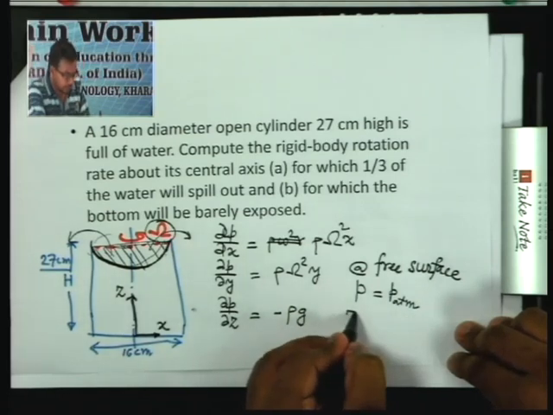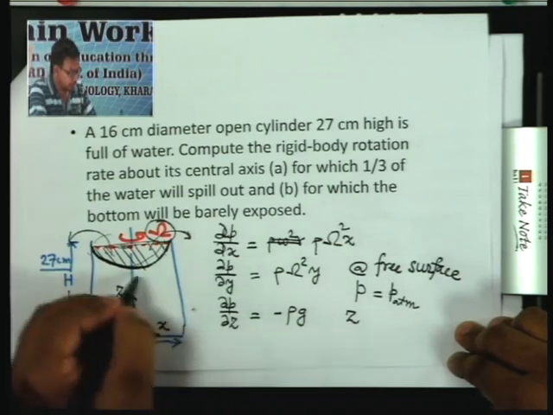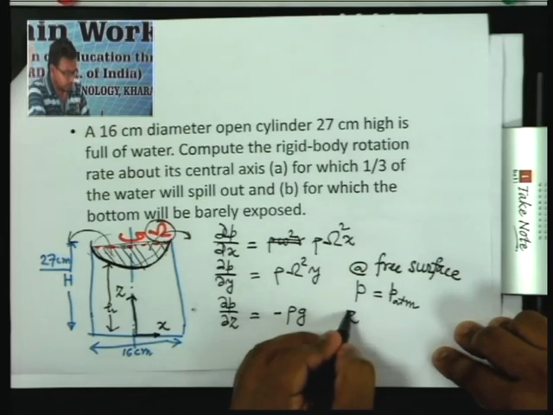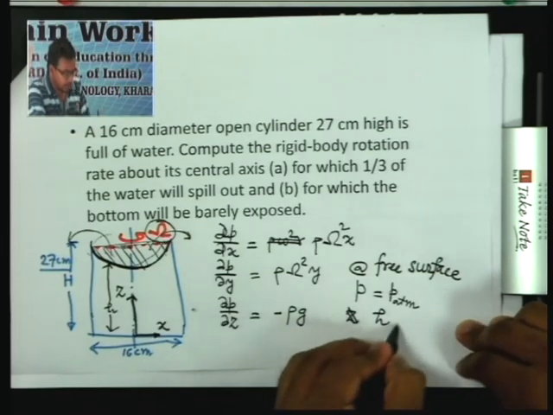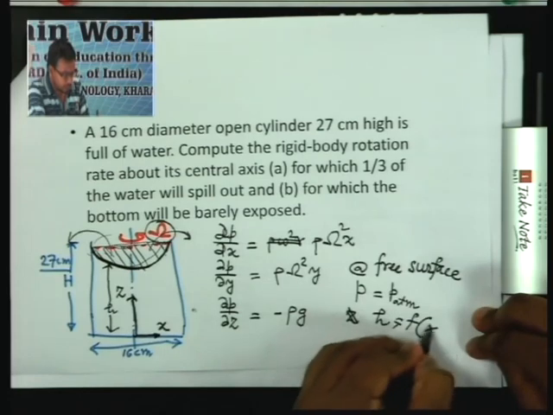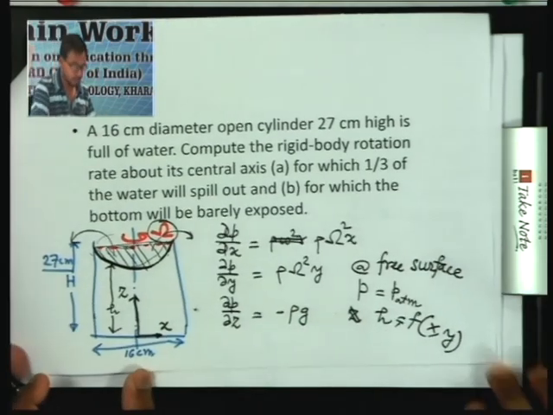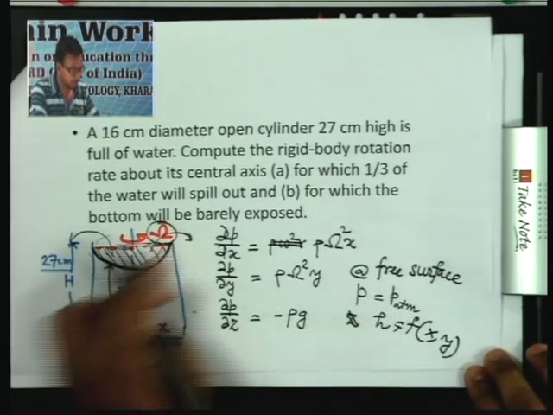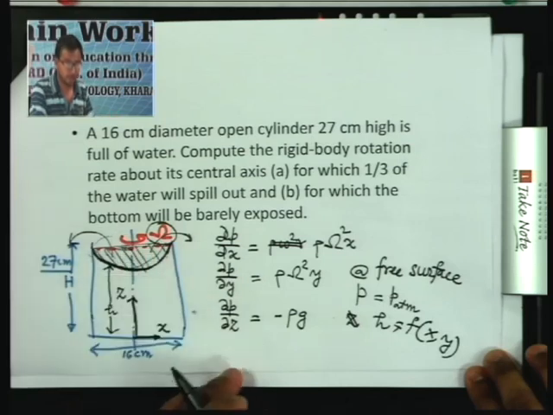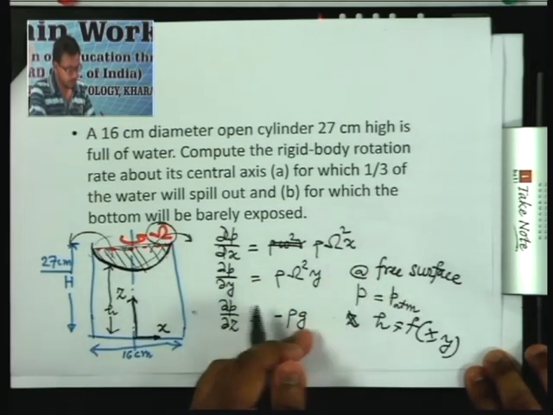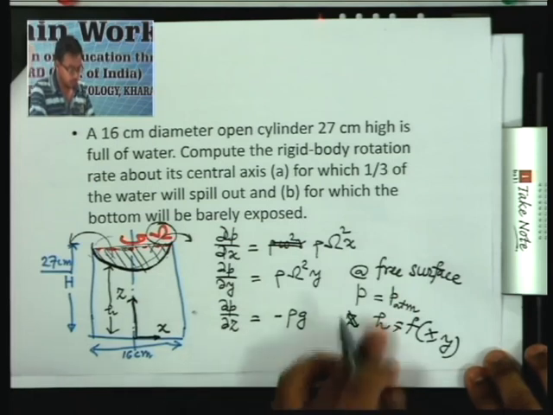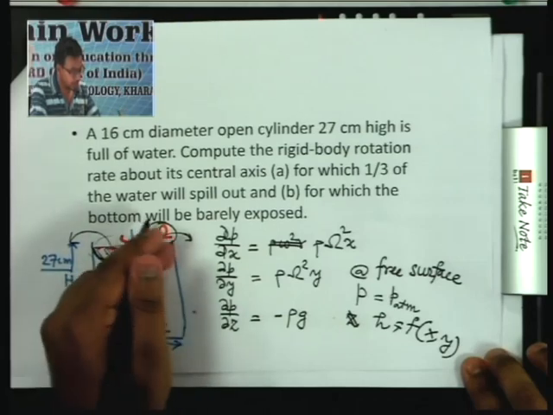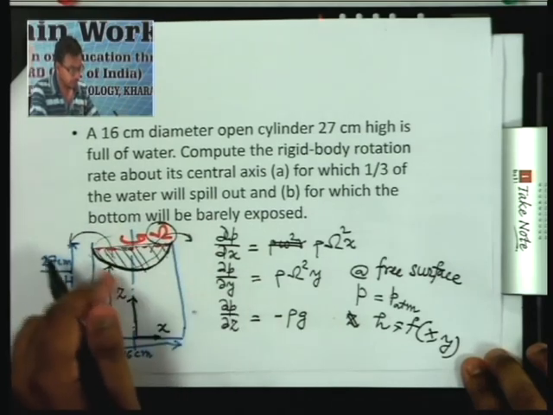So we will get the height of this, if we call say h, this height. So we will get this height as a function of x and y if we apply this boundary condition that at the free surface pressure is equal to the atmospheric pressure. Of course this height will also be a function of g, rho and p atmospheric. So if we do that, we'll find the height of this surface, height is a function of x and y.